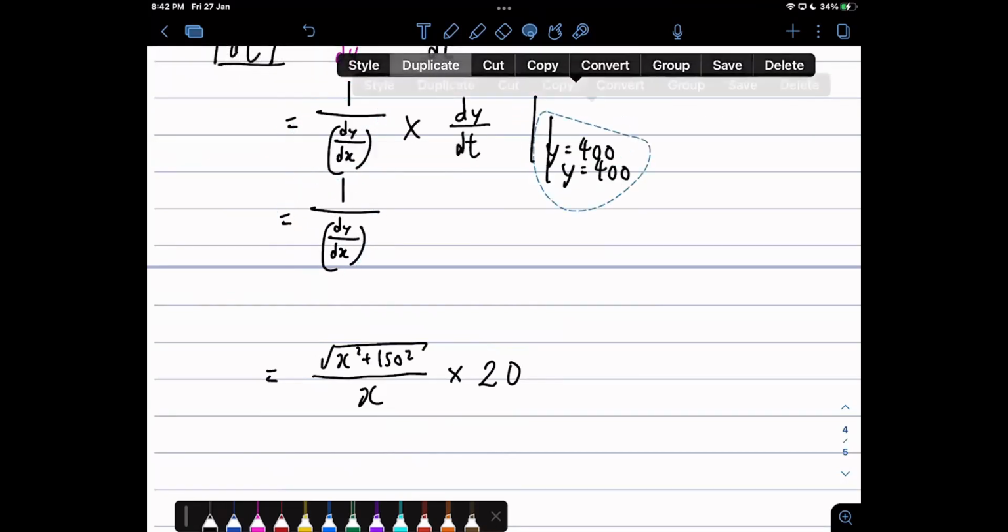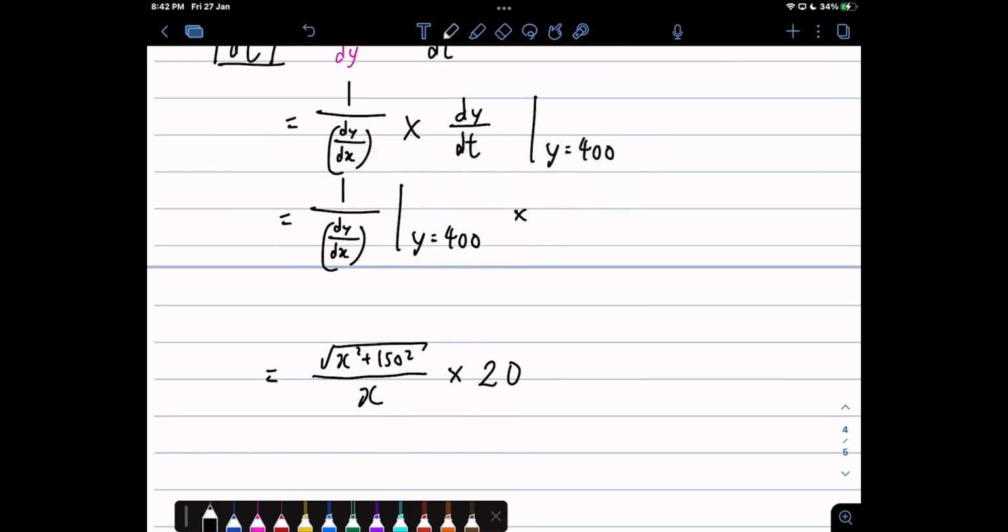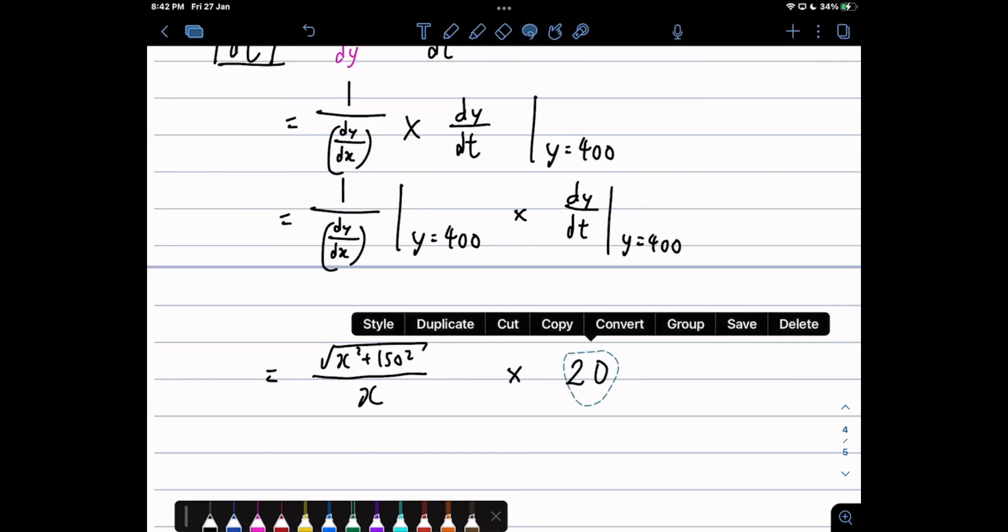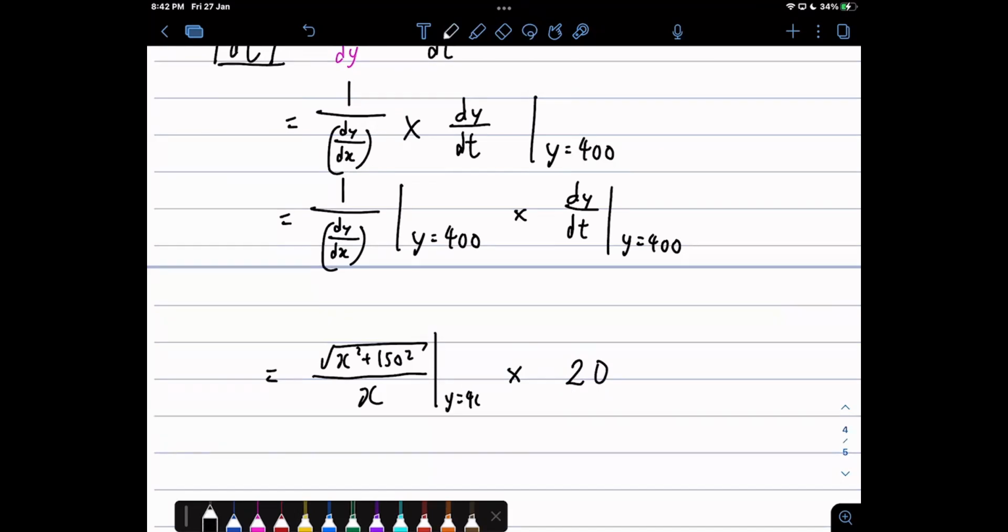So here you can have a dy, have a y equals 400, and times dy by dt, and y equals 400. Then this is the same as this guy when y equals 400, the square root something over x, and the dy by dt when y equals, sorry, did I say 100? I meant 400. When dy by dt when y equals 400, you just replace it with 20. So don't need to write down the vertical line y equals 400 anymore. You can read this vertical line as substitute y equals 400, or under the condition that y equals 400.